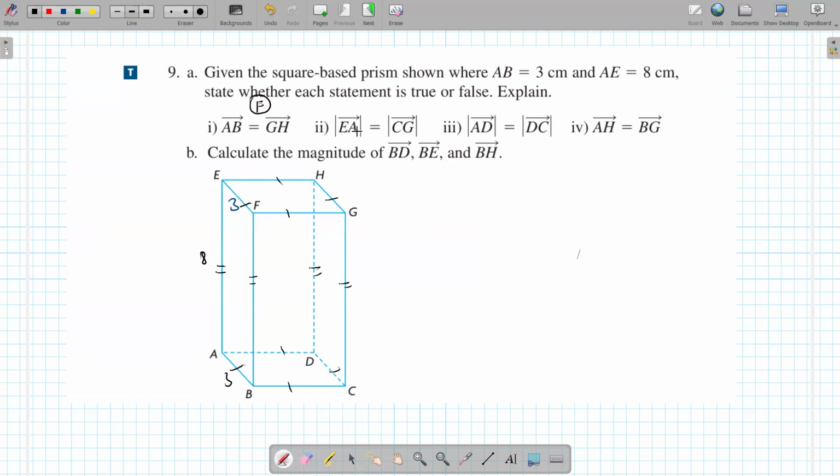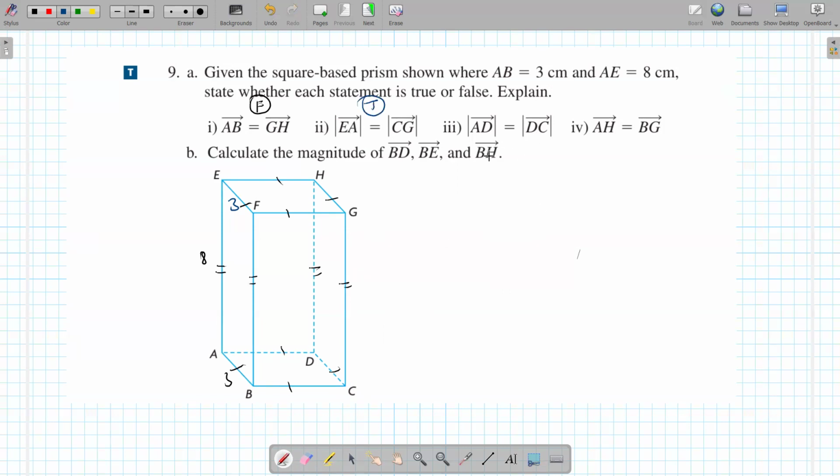The second one here is asking you for the magnitude. Remember that square thing? We don't care about direction. We're strictly concerned with the length. EA, where is EA? This way. It's 8 units. Is CG? True or false? True. True.